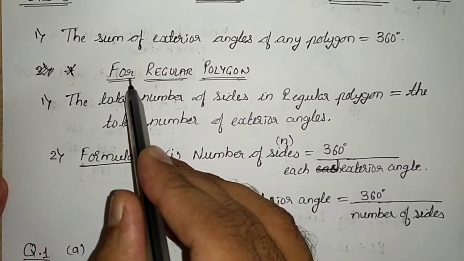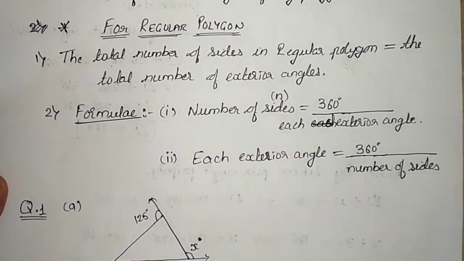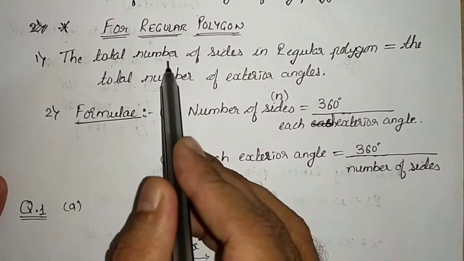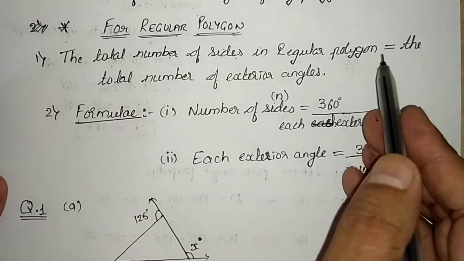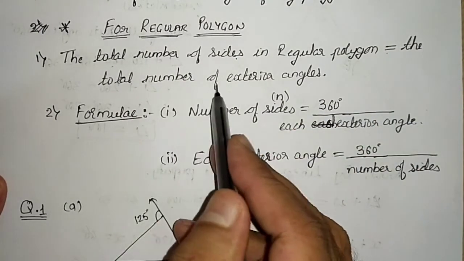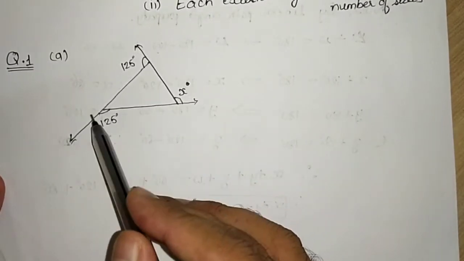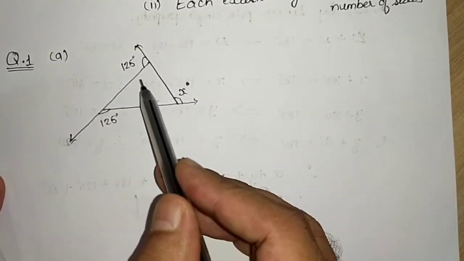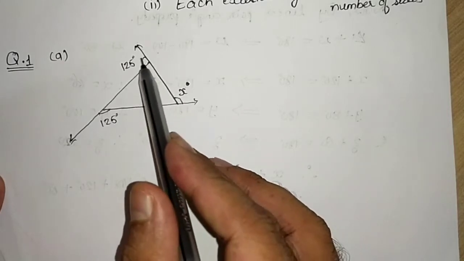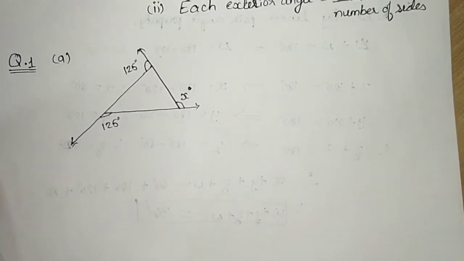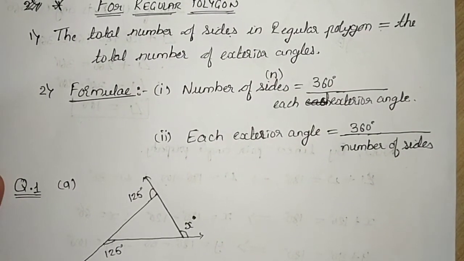Second thing is, we are talking about regular polygon. In that, the first point is that the total number of sides in a regular polygon is always equal to the total number of exterior angles. Suppose this is a polygon having 3 sides, 1, 2, 3. Its exterior angles are 1, 2 and 3. So the number of sides in a regular polygon is equal to the number of exterior angles.